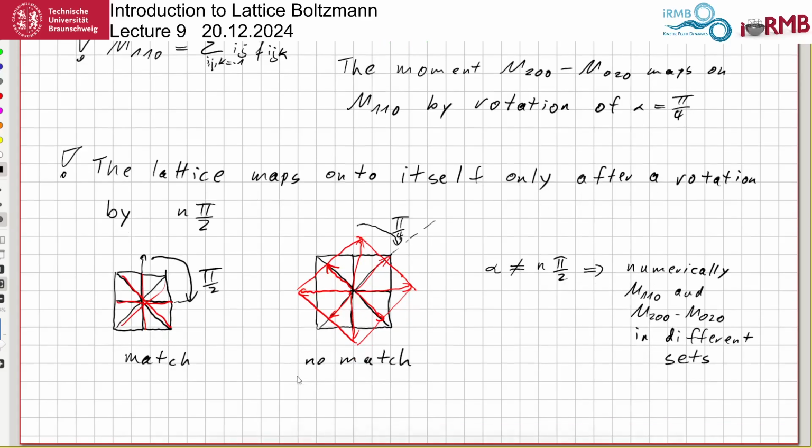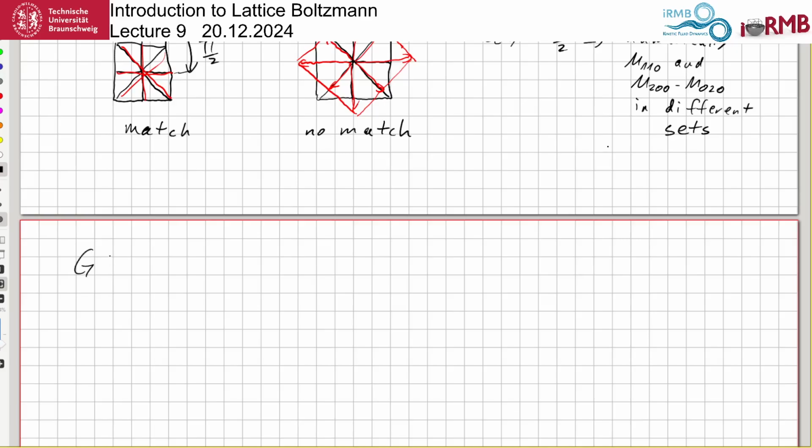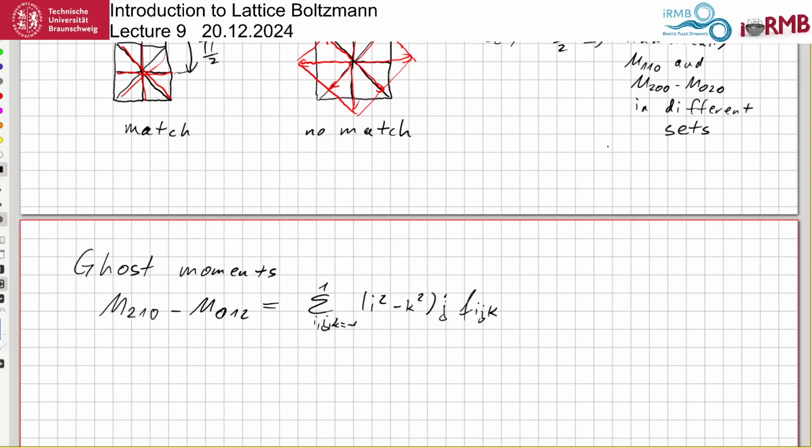Yes, okay. Then let's do the same thing. So this was only preparation. Let's go to the ghosts. What about the ghost moments? Here we have, for example, the moment M210 minus M012, which looks like this: the sum over ijk equal to -1 to 1 of i square minus k square times j. This is how we compute this moment, multiplying into Fijk.